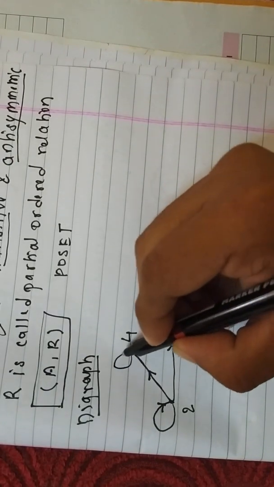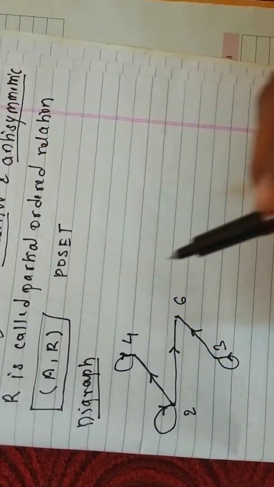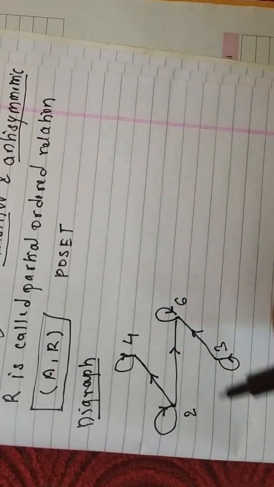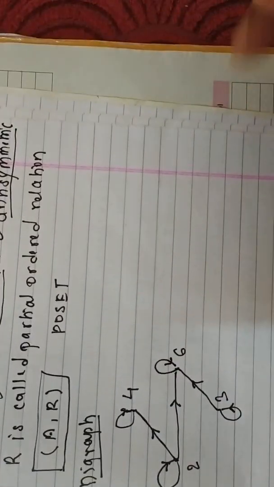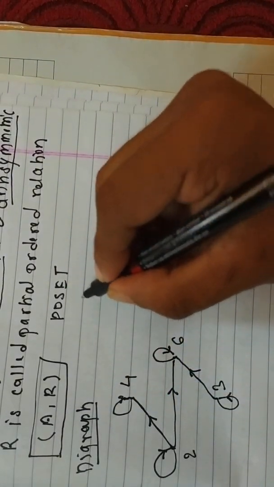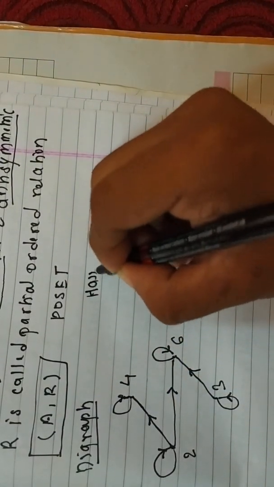So on 4 we have to give a loop. Then 6, on 6 also we have to give a loop. So this is a digraph. But now we don't want to draw a digraph. What we have to draw is a Hasse diagram.